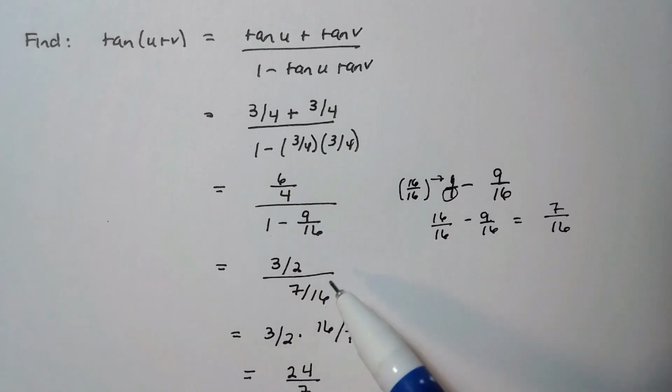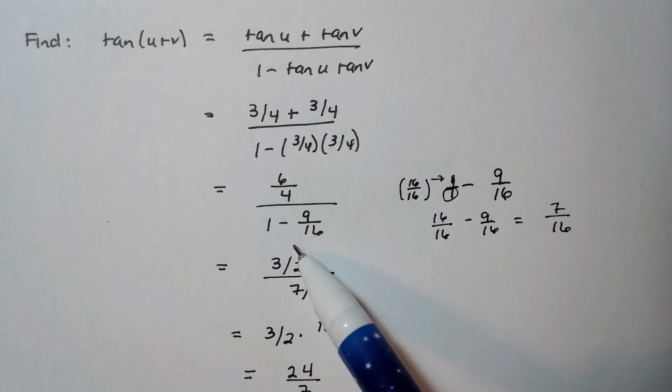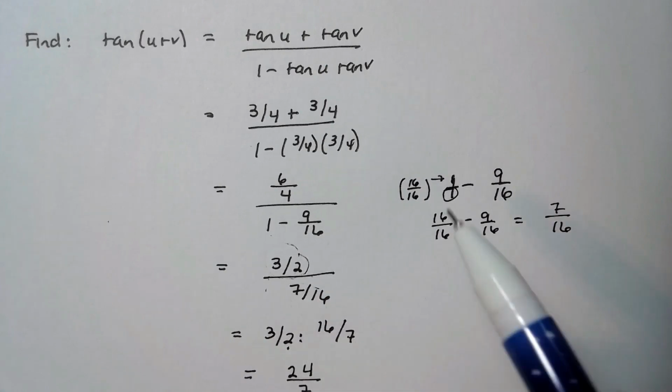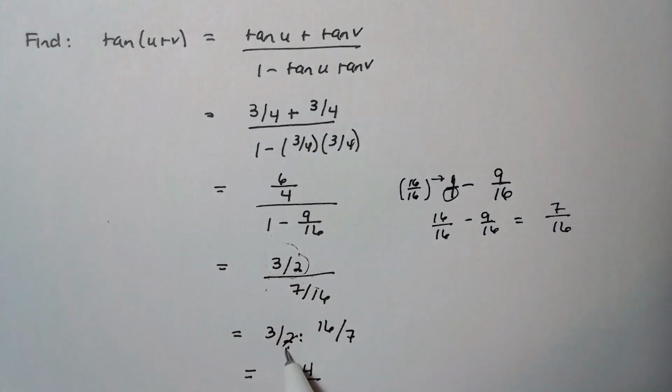And now at this point, I really need to clean this up. So just remember, whatever's in the numerator, write it down, change division to multiplication, and flip the bottom. And what I see is that 2 goes into itself once, and it goes into 16 8 times, so I'm left with 3 times 8, which is 24, divided by 1 times 7, or 7.